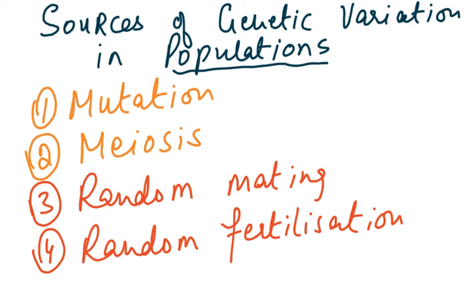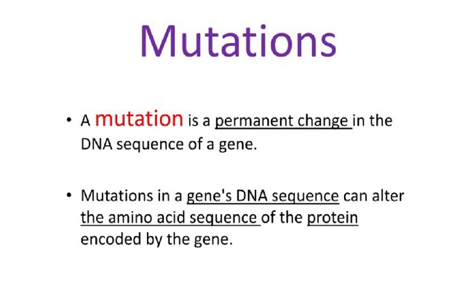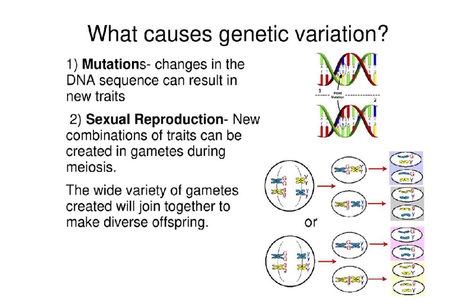Why is there variation? Why are not all pigeons alike? Why do the colors vary? They can be a little gray, they can be white. That's because of mutation, meiosis, random mating, and random fertilization. Mutation is a permanent change in the DNA sequence of a gene. Mutations in a gene's DNA sequence can alter the amino acid sequence of the protein encoded by the gene, and can result in new traits. In sexual reproduction, new combinations of traits can be created in gametes during meiosis. The wide variety of gametes created will join together to make very diverse offspring.